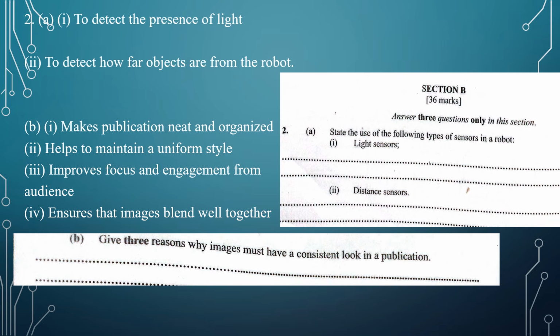It says we have to state the use of the following types of sensors in a robot. So the first one is a light sensor and a distance sensor. The light sensor will detect the presence of light, while the distance sensor will detect how far objects are from the robot. And 1B, we have to give 3 reasons why images must have a consistent look in a publication. And the answers are there. It makes it look neat, it maintains uniform style, it improves focus and engagement and all that.